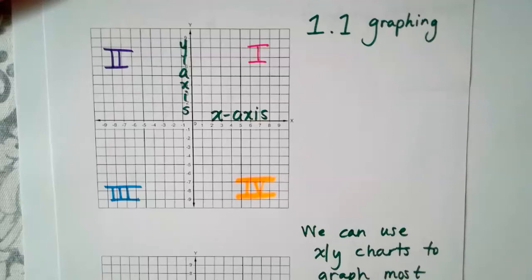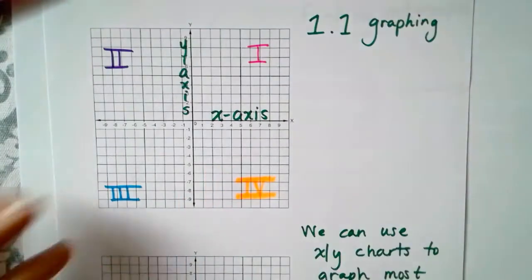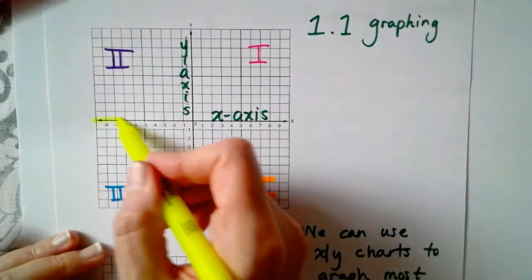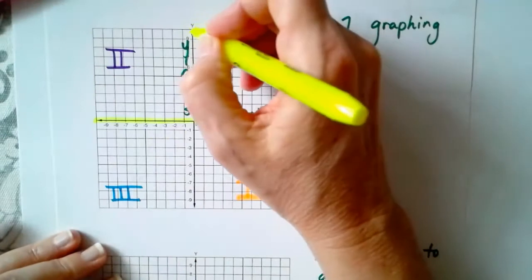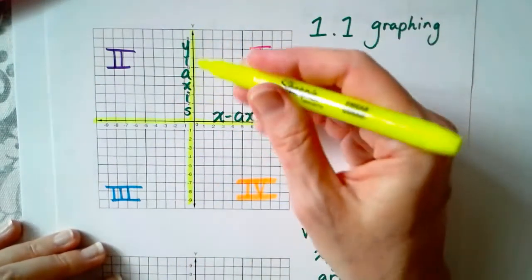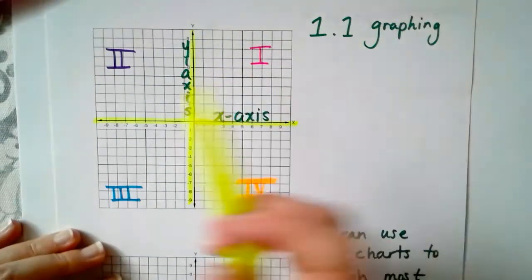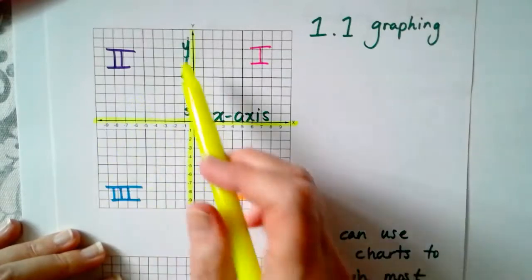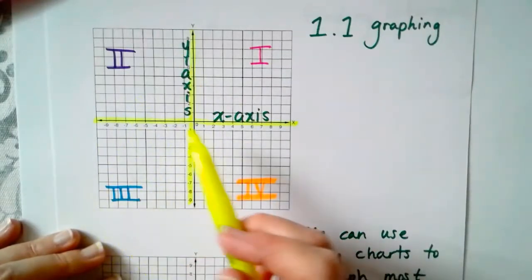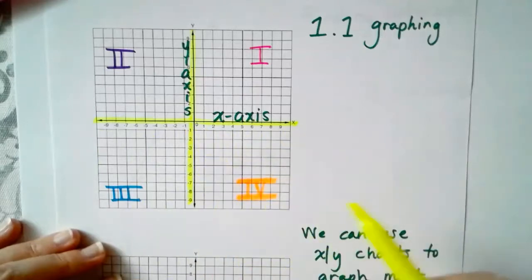So this video is just a very quick video to remind you of some basics for graphing. And of course, this is our coordinate plane, and we have our horizontal x-axis and a vertical y-axis. Quadrant number 1, and in quadrant number 1, the x's are all positive and the y's are all positive. In quadrant 2, negative x's, positive y's. Quadrant 3, negative x's, negative y's. Quadrant 4, positive x's, negative y's.